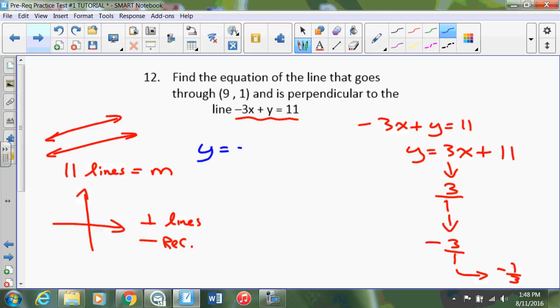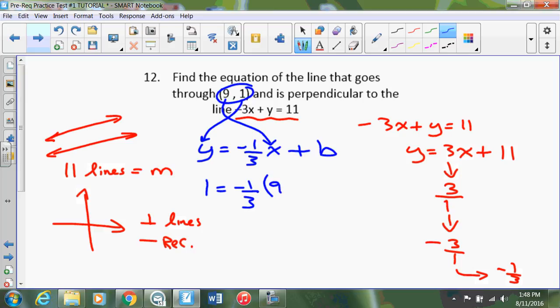We're going to plug it in here. And we've got the same problem as we just finished up, where we don't have 2 points to pick from, so we've got to pick the (9, 1). The 9 is going to be plugged in for x. The 1 is going to be plugged in for y. So you've got your 1 equals -1/3. Plug in the 9, and we're going to go ahead and solve for b.